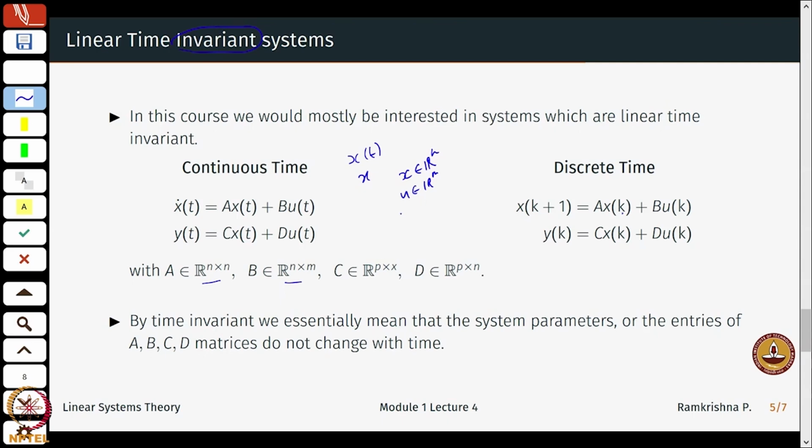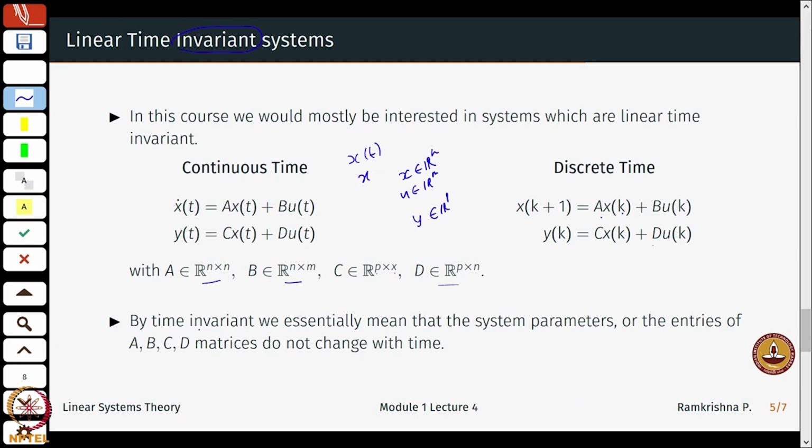C will be, if I have p inputs, a matrix which is p cross x dimension, and similarly with D. This will be the same even if I am looking at a discrete time system. So, what is the time invariance in these cases?